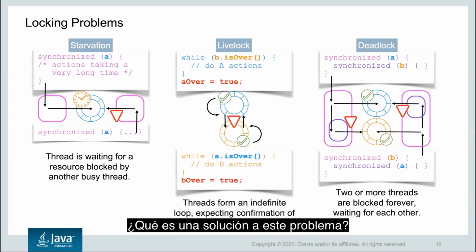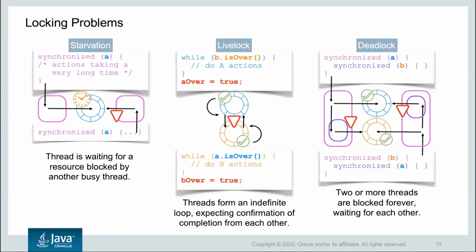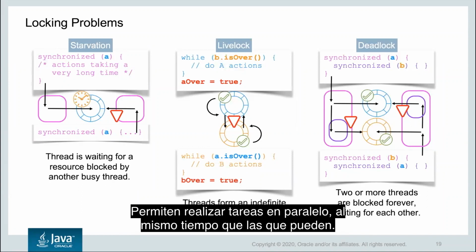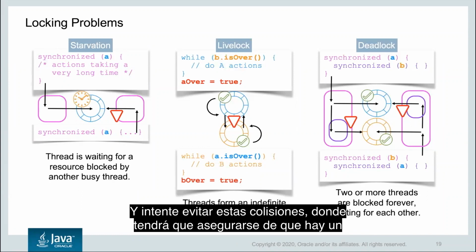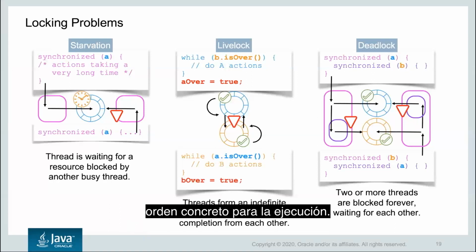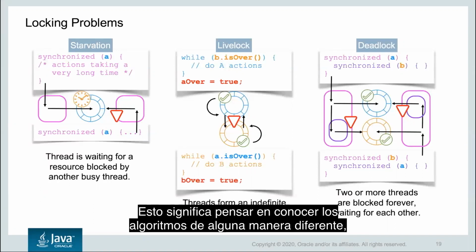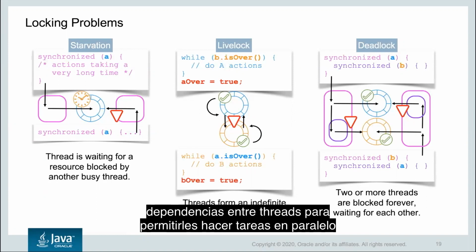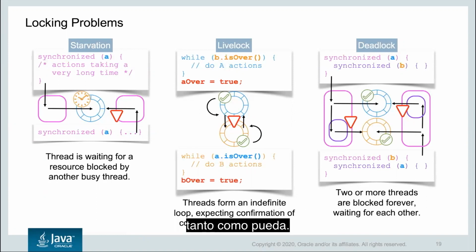So what's the solution to this problem? Well, embrace the stochastic nature of threads. Don't try to control the order of execution. Let them do things in parallel, concurrently, as much as they can, and try to avoid these collisions where you have to ensure that there is a certain order to the execution. That means thinking about the algorithms in a little bit different way, right? So kind of engineering your code in the first place not to have dependencies between threads, to allow them to do things in parallel as much as you can.